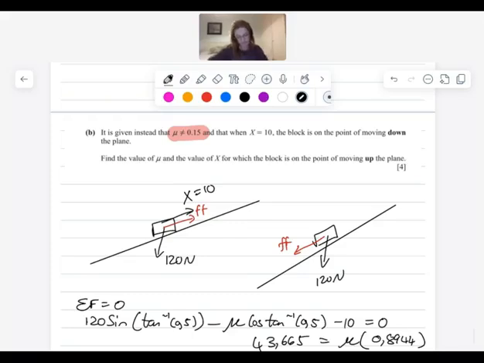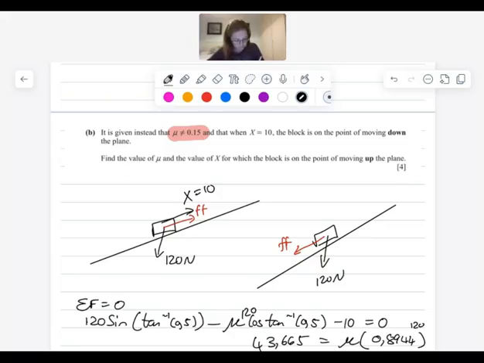Oh, I think I understand what I did wrong. This should be times 120 here. My R value is 120 cos of tan. Okay, times 120 over here. So if we just technically divide this by 120, we should get our mu.